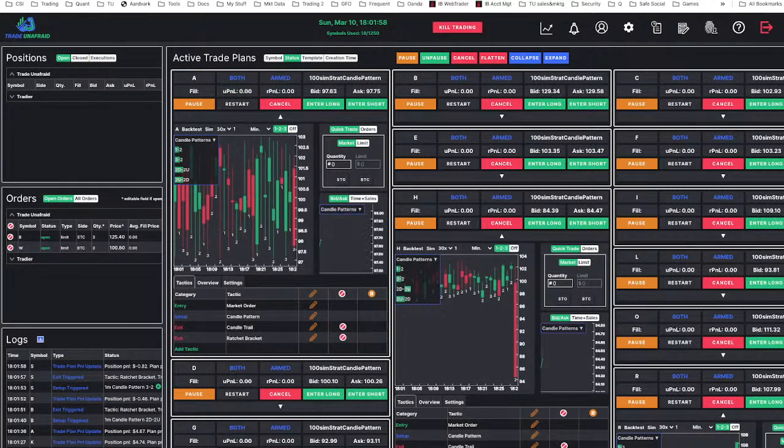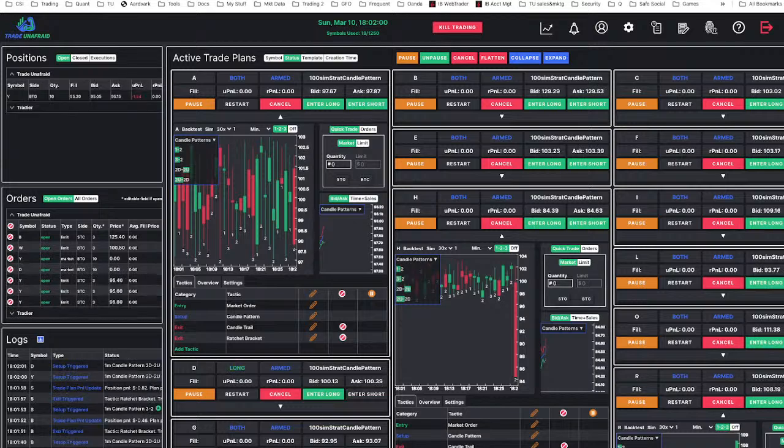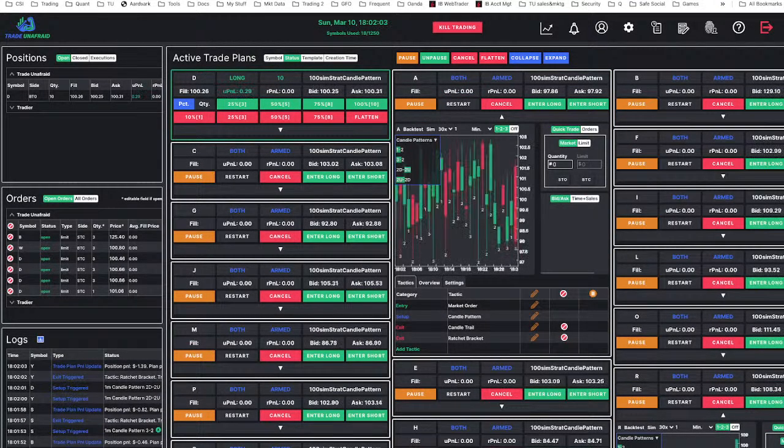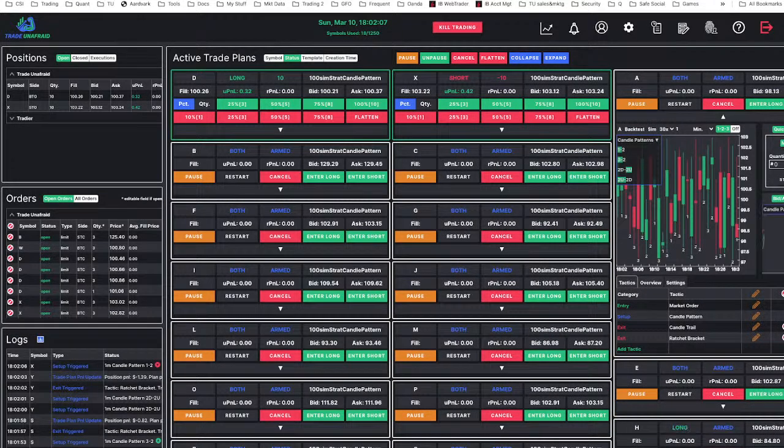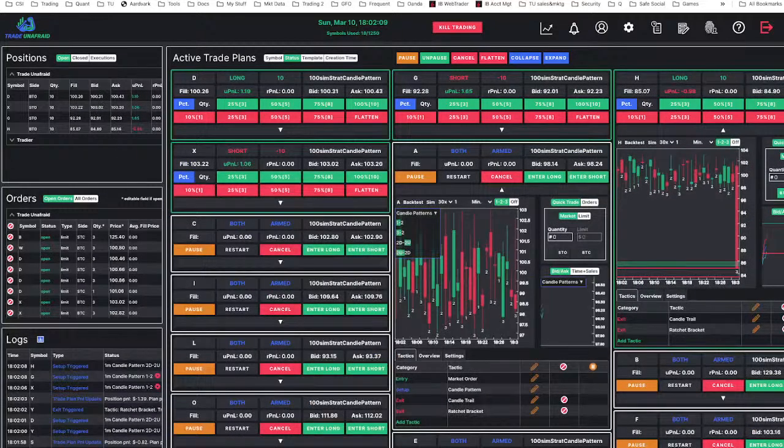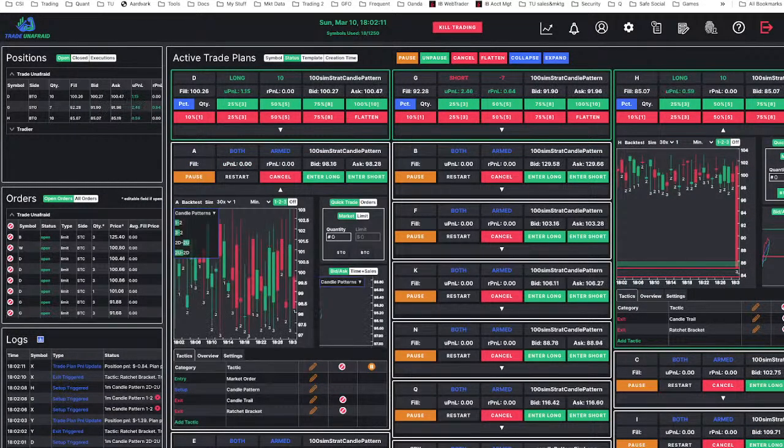Do not get hung up on the setup I'm using or the exit tactics I'm using. Keep in mind that there are a variety of exit tactics that you can use and a variety of setups you can use, so you can trade your way.